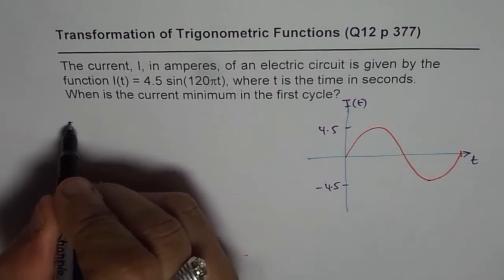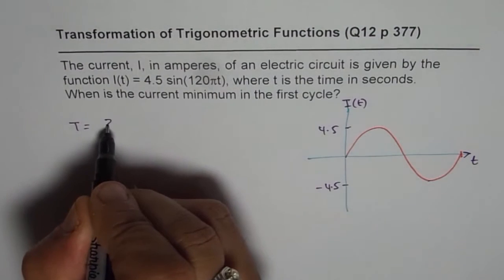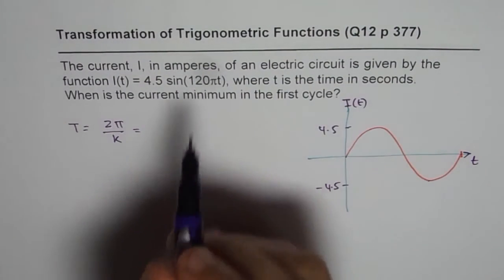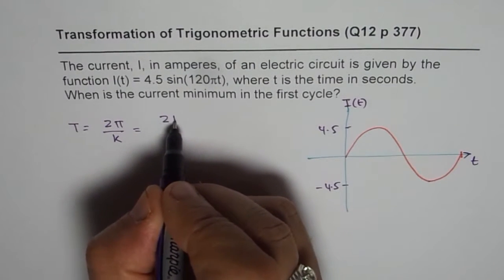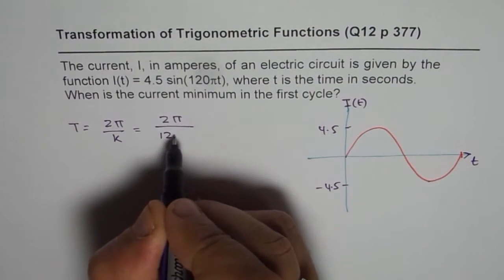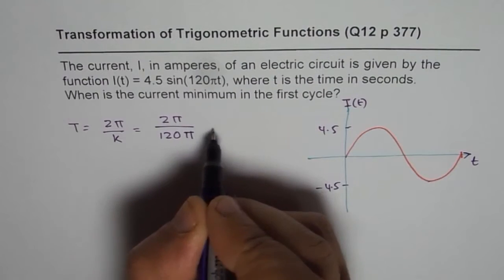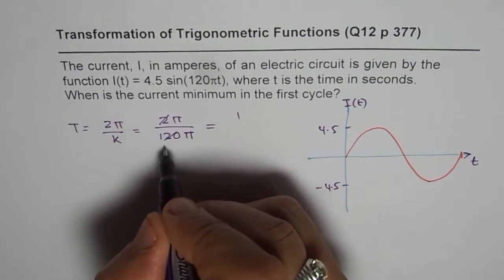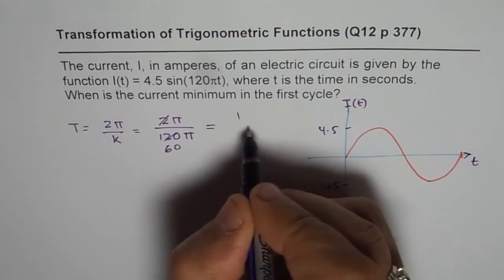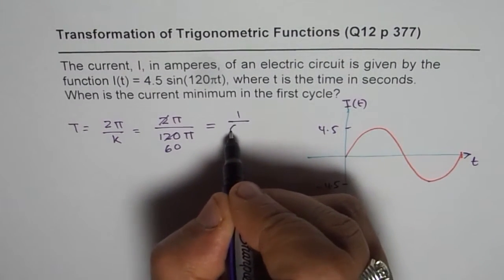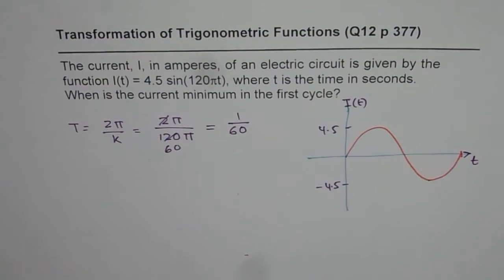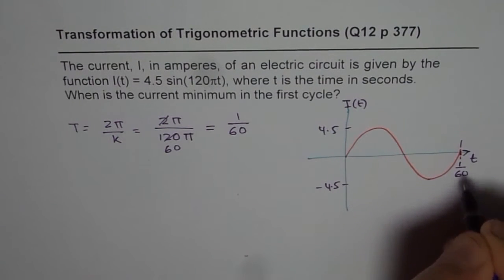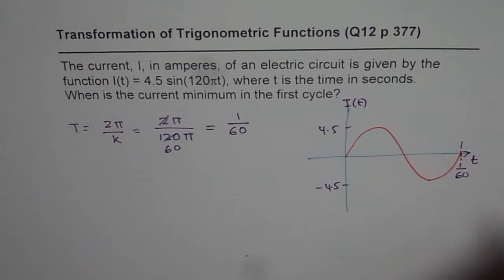Time period for us will be how much? Time period will be 2 pi by k, and since k is 120 pi, we can write this as 2 pi by 120 pi, correct? So that gives us 2 over 120, which is 1 over 60. Pi and pi cancel. So we have 1 over 60 as the time period. So this is 1 over 60 in the first cycle, correct?